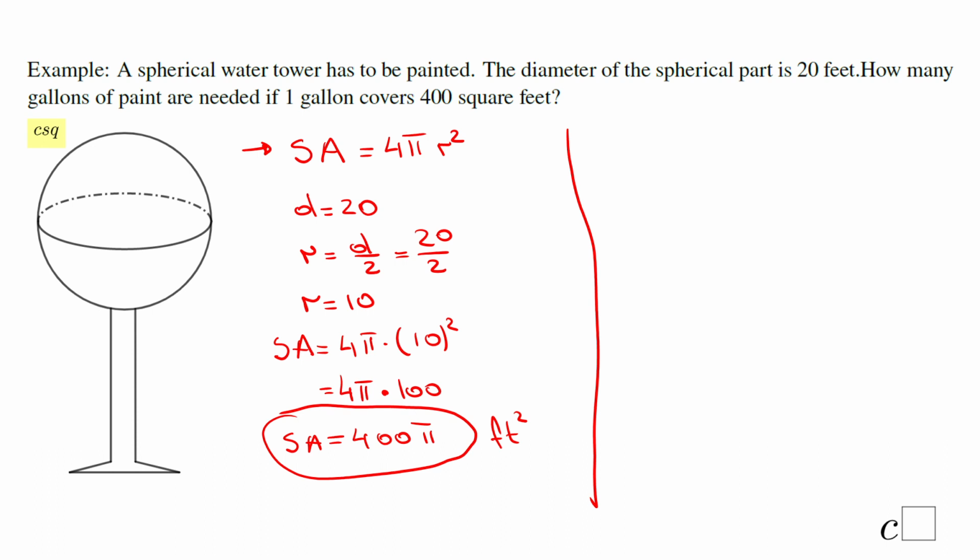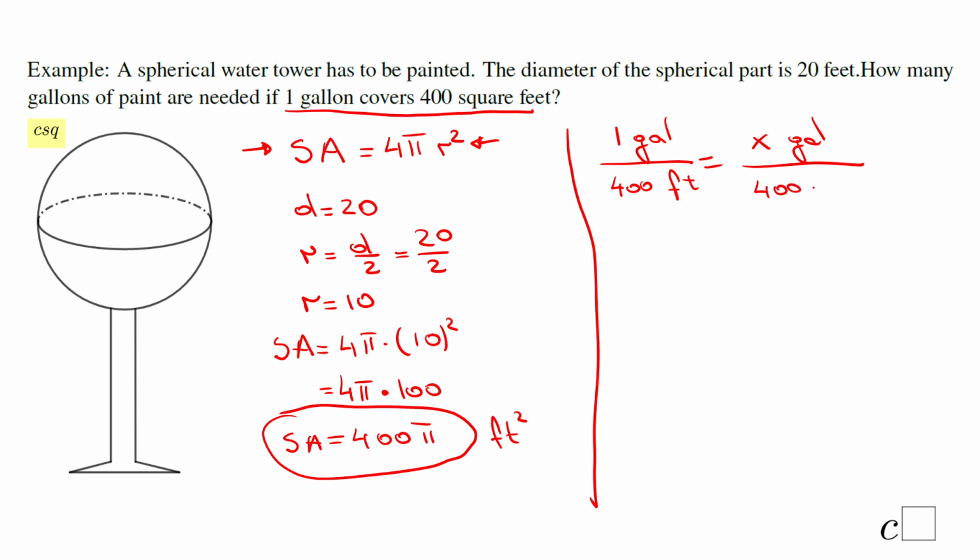I honestly like to write a proportion. That is a way to see it. So 1 gallon covers 400 square feet. And this is another thing that should tell you that you have to use the surface area. You see that it is square units, square feet. Now I need to find the surface area. But now I want to find out how many gallons I need for covering 400 pi square feet.